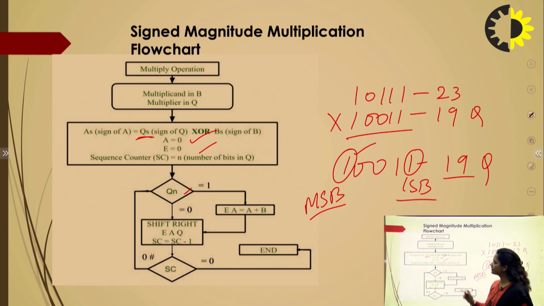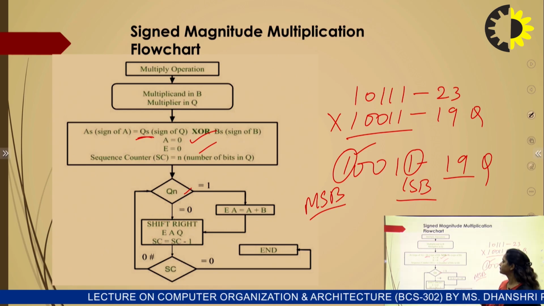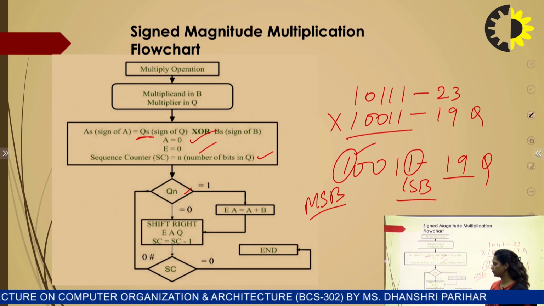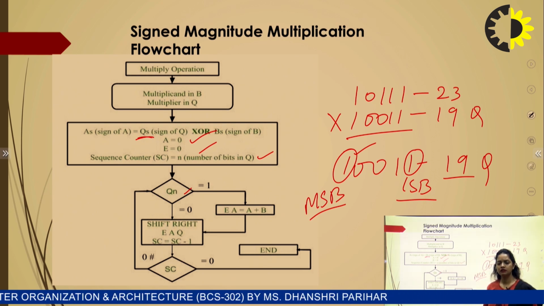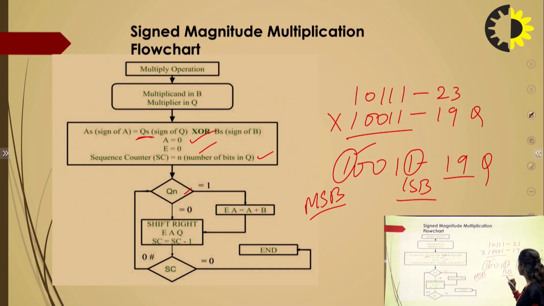E is a flip-flop which is holding only one binary bit. Later on it is used to hold the carry bit generated from an addition between the multiplier and the accumulator, which we will see in our algorithm, how its value will be affected when a carry bit is generated after performing the addition operation. Now SC represents the sequence counter, which is used to maintain the number of steps available in your algorithm. So for holding those values, we will be using SC. Qn, as I told you, is Q of N, the least significant bit of the multiplier.